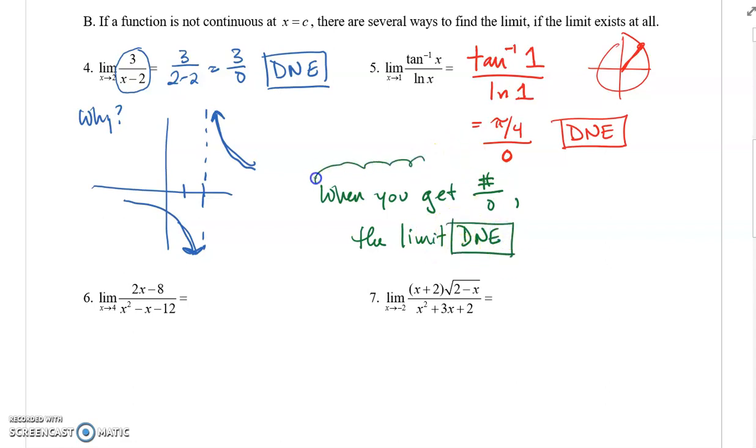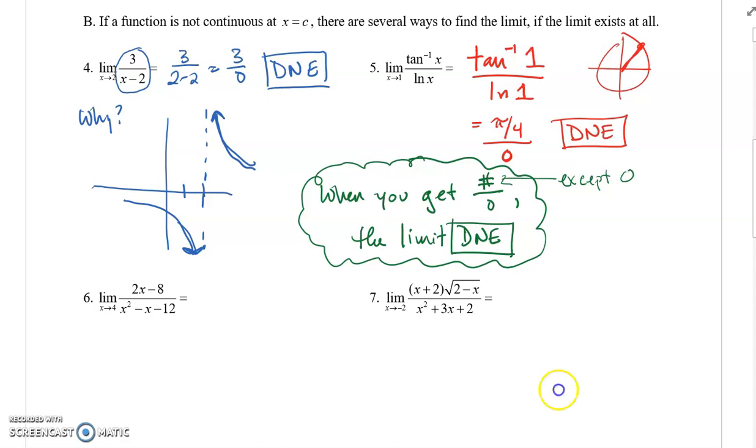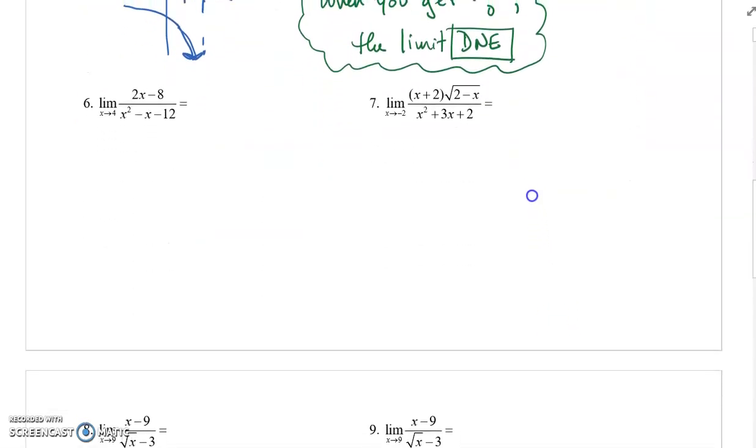Unfortunately, those don't happen all the time. So we've got easy and medium ones. But if I plug in and just get a number over 0, the limit does not exist. And the only number that we're going to have to worry about now is 0. What happens when I get 0 over 0? And that's what the rest of the sheet is pretty much going to talk about.